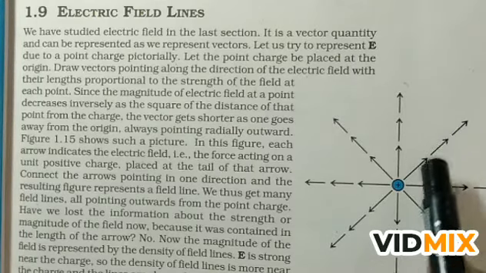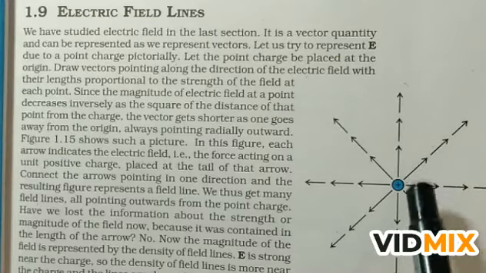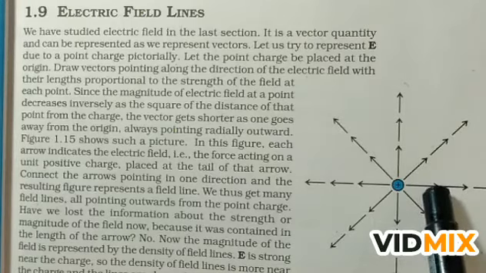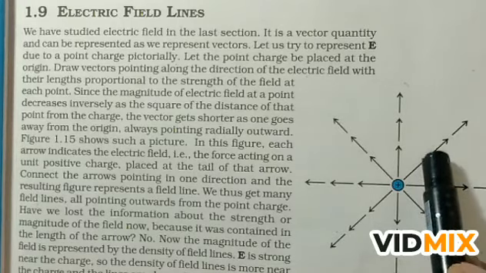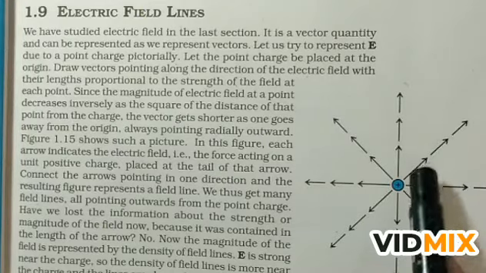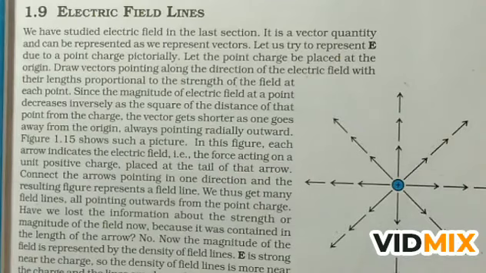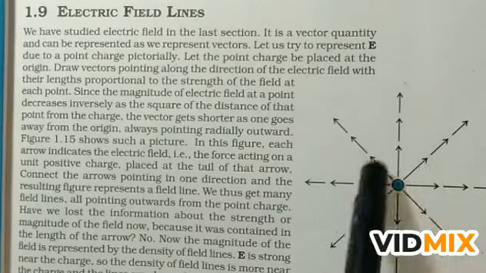So in this figure, each arrow indicates the electric field, that is the force acting on the unit positive charge placed at the tail of that arrow. If you put a positive test charge here, it will move away from this positive charge. So this arrow represents the direction of electric field, the force acting on a unit positive charge placed at the tail of the arrow. Connect the arrows pointing in one direction, and the resulting figure represents a field line. So we get many lines around the charge.